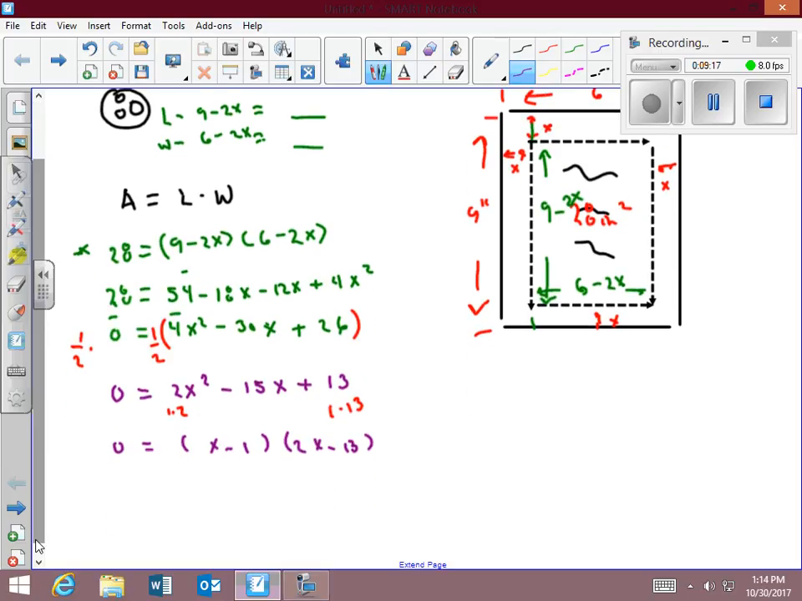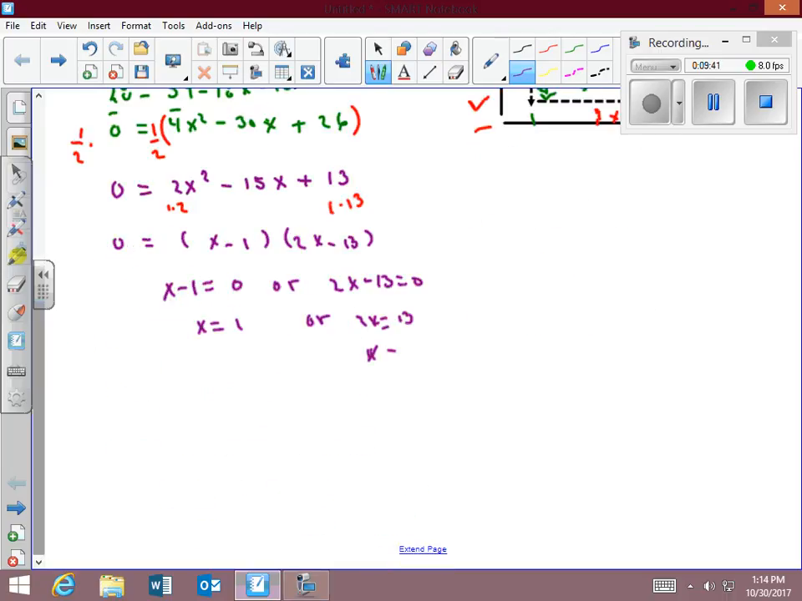Now what do we do? Set each one of those equal to 0. X minus 1 equals 0, or 2x minus 13 equals 0. This says x equals 1, or 2x equals 13, so x equals 13 over 2, which is 6 1/2. Now, what's your answer?